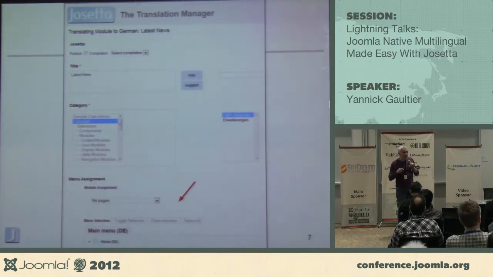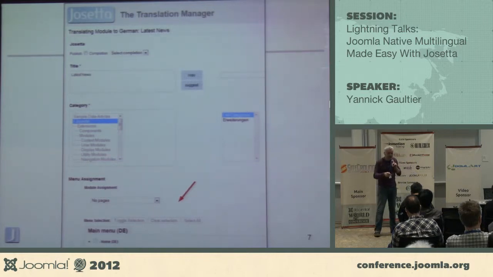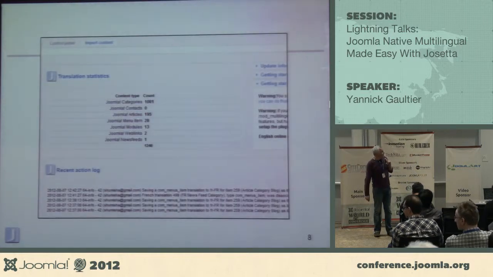Obviously, if you're not happy with the selection of fields I made, you can fiddle with the XML file that defines that and show more fields. But I would advise against that. Now, what else? We've got a very simple backend that shows a recent action log of whatever happened recently, who translated what, and a few basic statistics on the translations that have been done. That's basically it for Josetta itself.